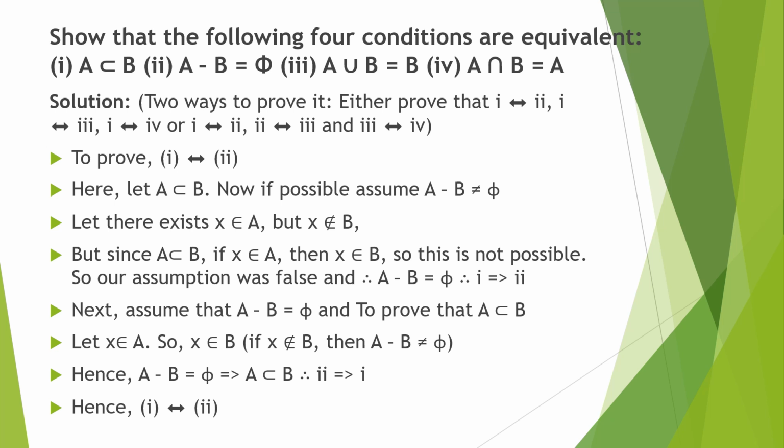Next, assume that A minus B is the null set and we want to prove A is a subset of B. Let X belong to A. So X belongs to B. Why? Because if X does not belong to B, then A minus B cannot be the empty set. Once again, A minus B is the elements which are in A but not in B. Hence A minus B being the null set implies that A is a subset of B. So we have shown that 2 implies 1 and hence 1 double implies 2.